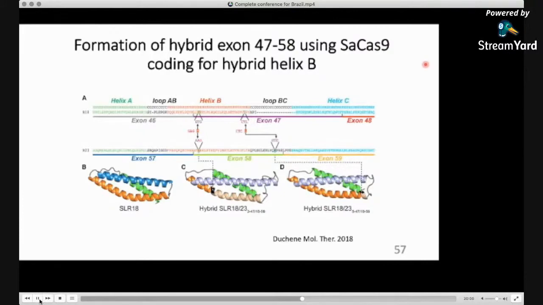In this case, we have used guide RNAs that induce cuts in exon 47 in a sequence coding for helix B, and in exon 58 in a sequence again coding for helix B. This resulted in the formation of a hybrid exon 47-58 coding for a hybrid helix B, which has a normal structure. The beginning of the helix B is coded by exon 47 and the end of that hybrid helix B is coded by exon 58.